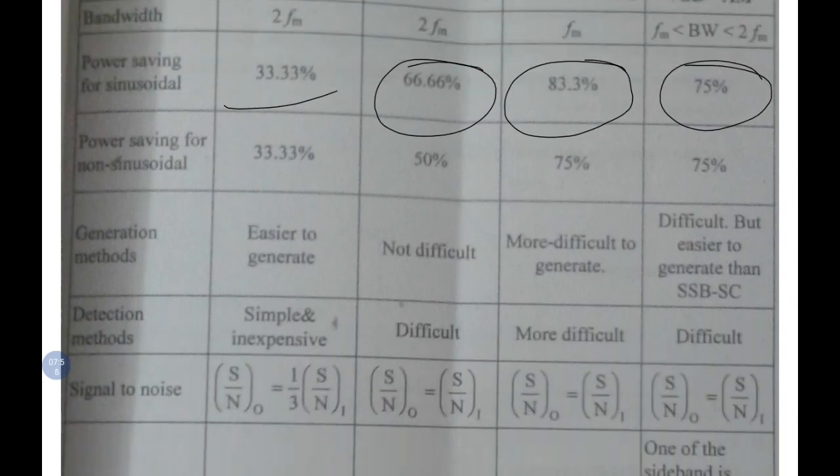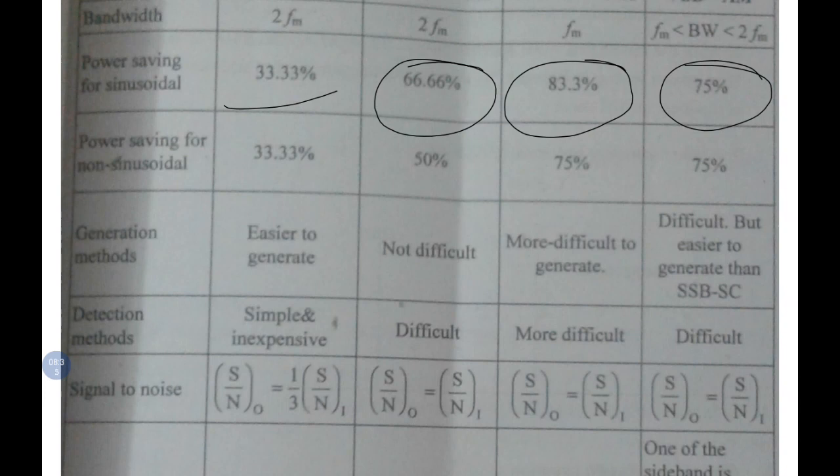And the generation method: while generating the signal, the normal AM signal is very easy to generate. DSB SC is not a difficult one, but SSB is very difficult to generate, and VSB is also difficult, but compared to SSB it is easy only. And the detection methods comparatively: normal AM is simple and inexpensive, DSB SC is difficult, the third category SSB is more difficult, VSB is somewhat difficult.